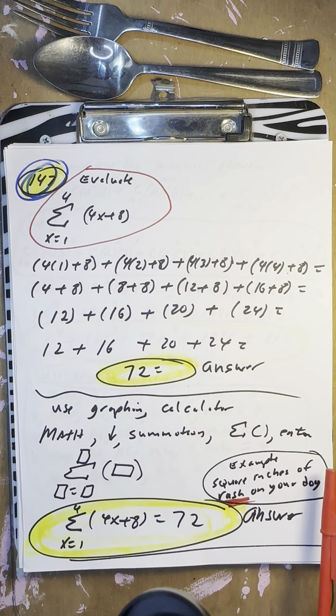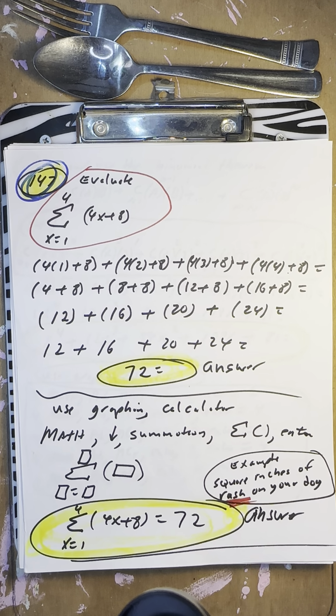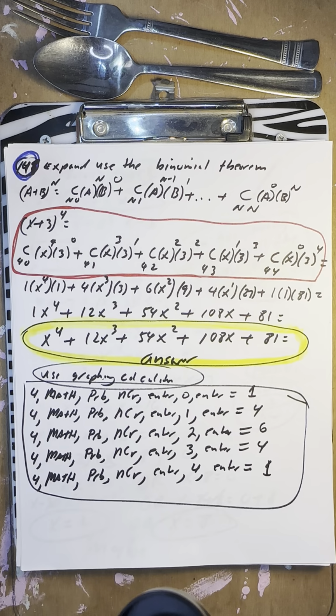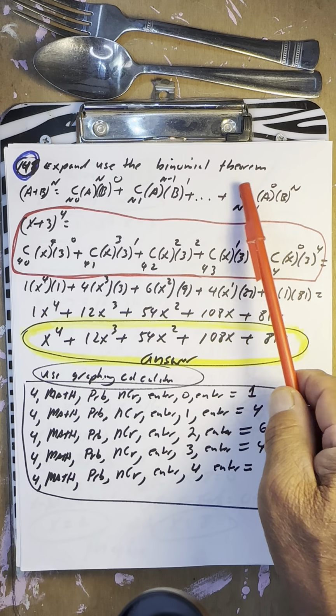Example, square inches of rash on your dog. How's that sound? 72 square inches of rash. Take care of it. Expand, use the binomial theorem. There's a formula, a theorem for that.